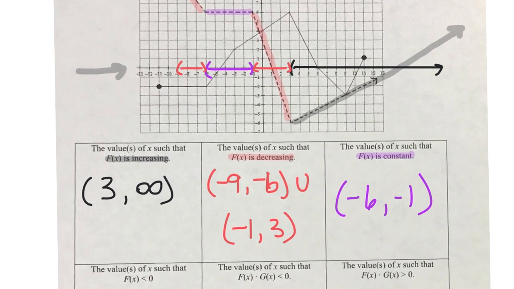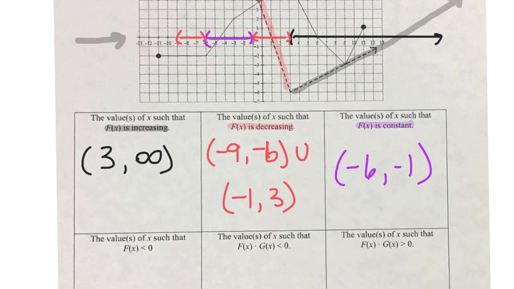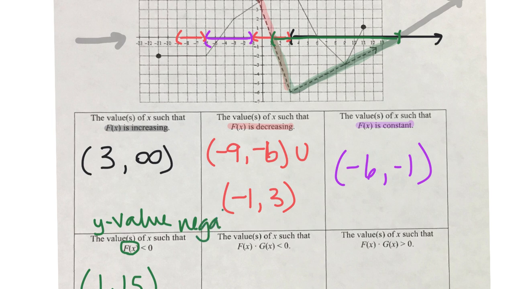And what's next? Find the values where f of x is less than 0. And then we'll just do that one real quick, hang on. Which has an interval from 1 to 15. So I'm going to overlap here. So this is the spot where your graph is below your x-axis, where your y values are negative. Okay, that's what it means to have f of x less than 0.